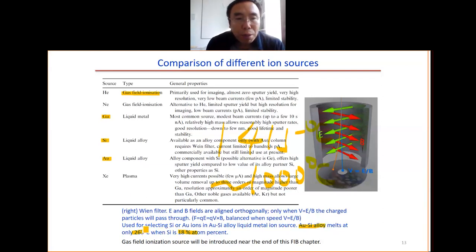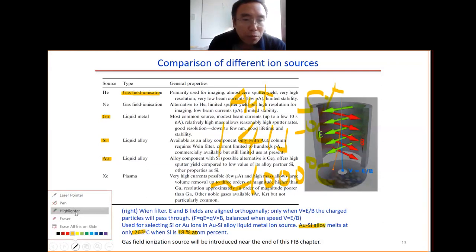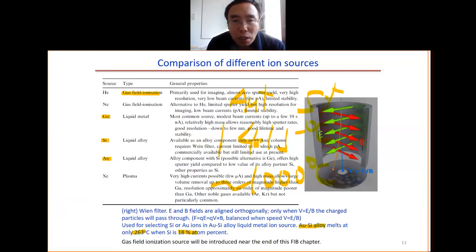But one problem: both gold ions and silicon ions will come out. We need to pick one of the ions, not both of them. This is realized by a filter called a Wien filter. This is the schematic of the Wien filter to pick up either gold ions or silicon ions, but not both.